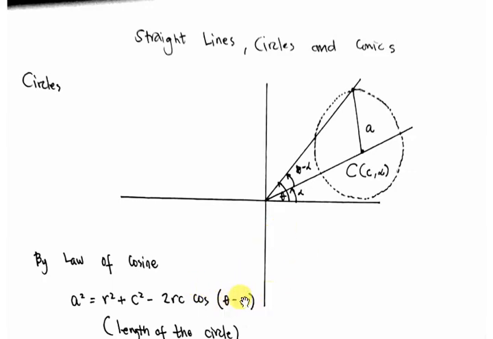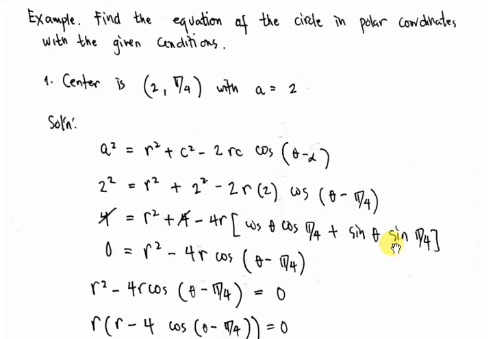where theta minus alpha is the angle from the radius to the point on the circle, and given a is the radius of the circle. So this is now the length of the circle with the center c and alpha. And for example, find the equation of the circle in polar coordinates with the given conditions. Center is (2, pi over 4) with a equals 2.